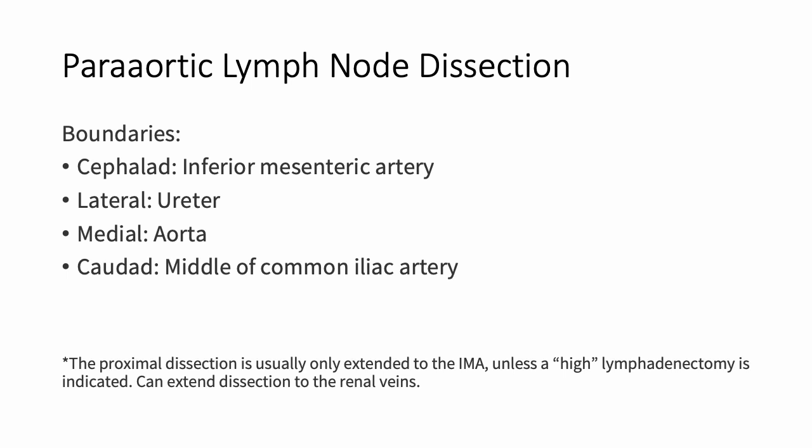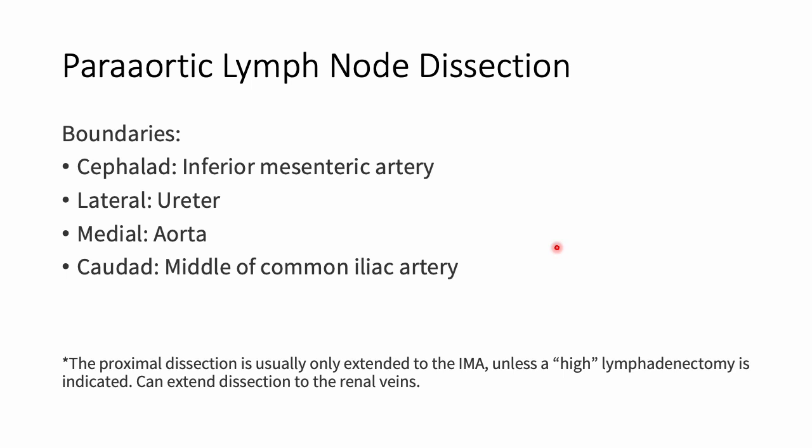Next, we'll move to the paraaortic lymph node dissection. The boundaries include the inferior mesenteric artery, laterally the ureter, medially the aorta, and then the caudad boundary is again the mid common iliac artery.